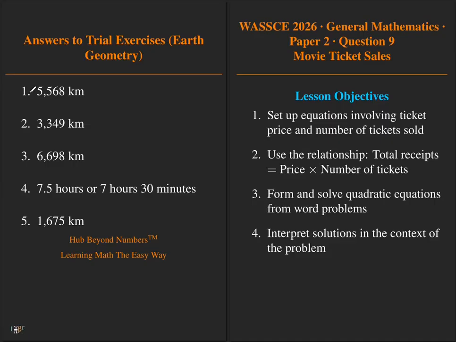In this lesson, we are looking at question 9 of WASSCE 2026 General Mathematics Paper 2. It is on movie ticket sales. By the end of this lesson, you should be able to set up an equation involving ticket price and number of tickets sold. You should be able to use the relationship to solve for total receipts. You should be able to form and solve quadratic equations from word problems. And finally, you should be able to interpret the solution in the context of the problem.